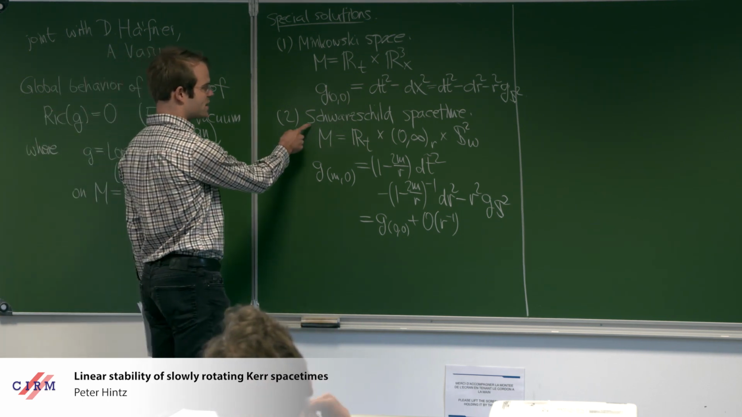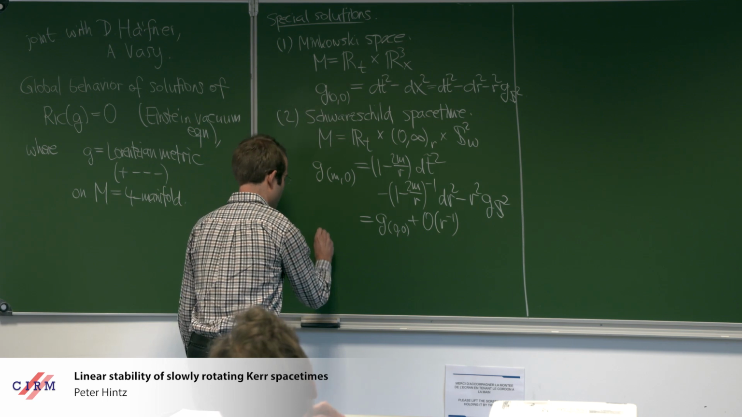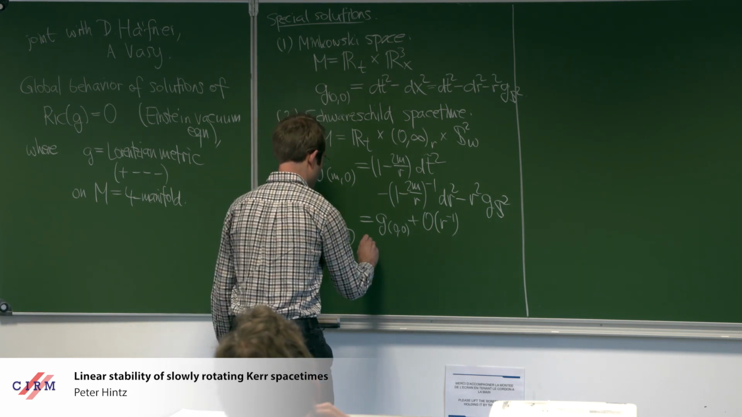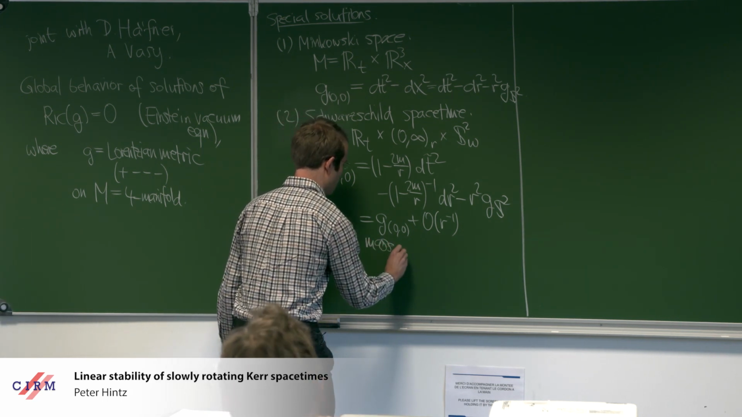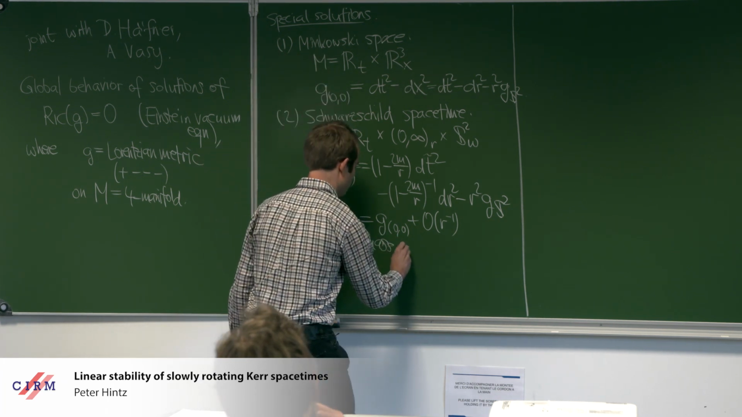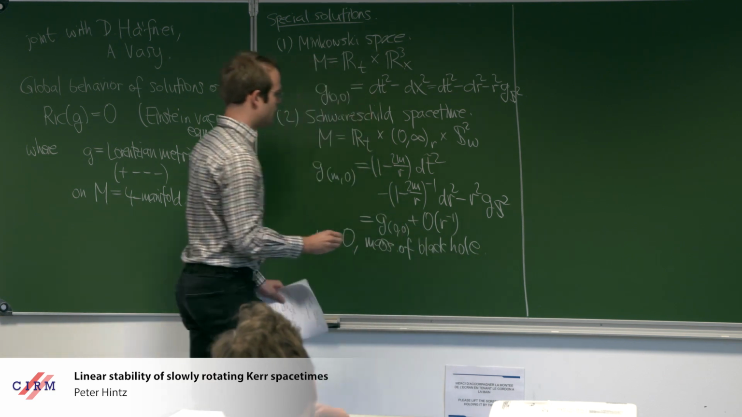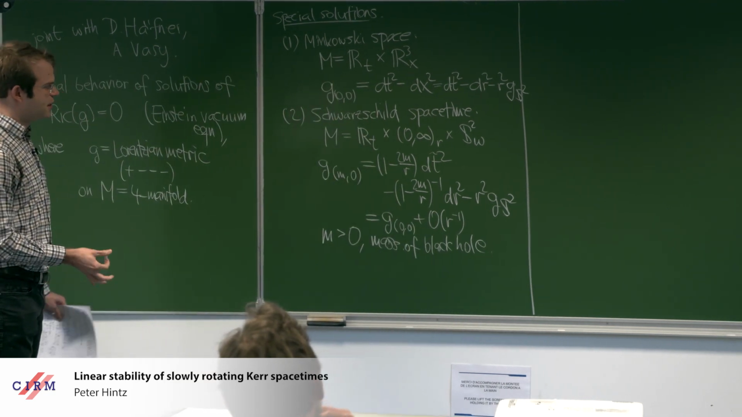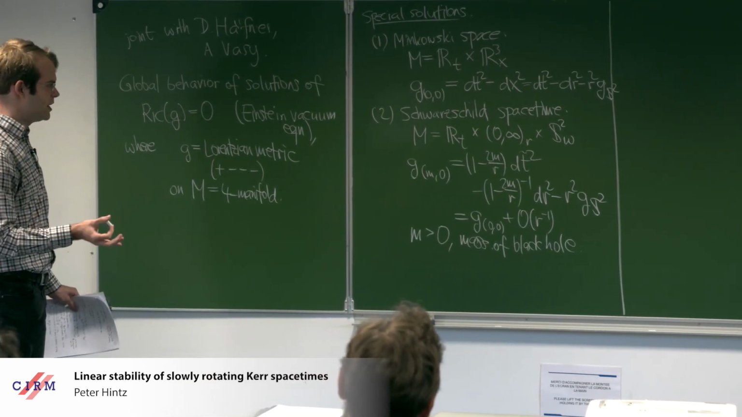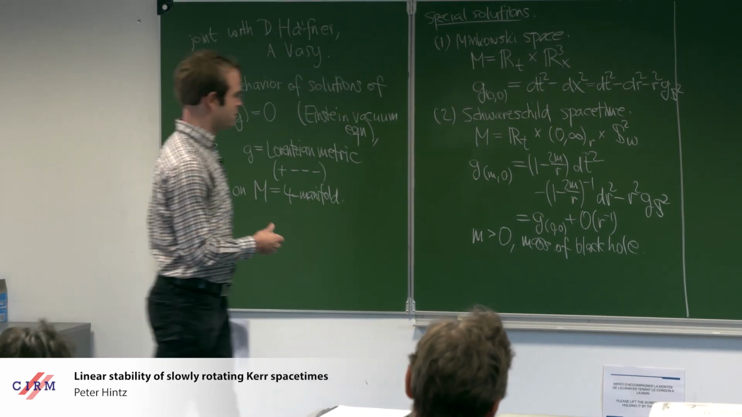Okay, so this solution here is in fact the unique. Okay, let me actually say. So m here is some positive number, and it's the mass of the black hole. And this is the unique family of spherically symmetric solutions of the equation. So it's an extremely natural object.